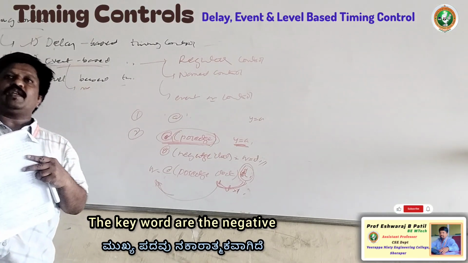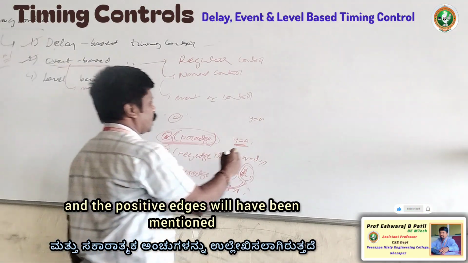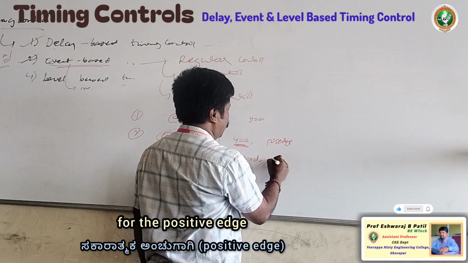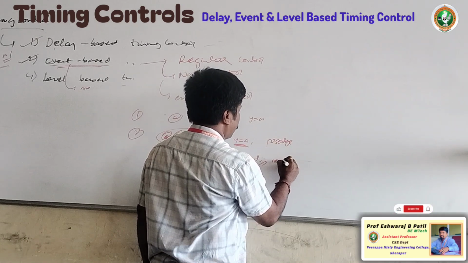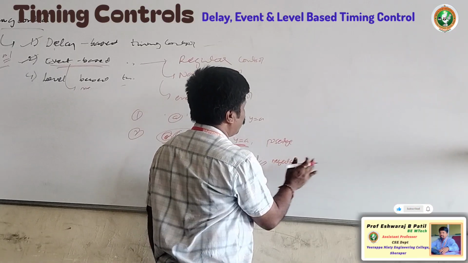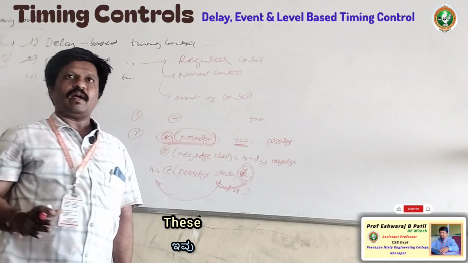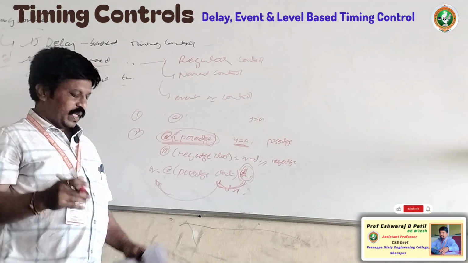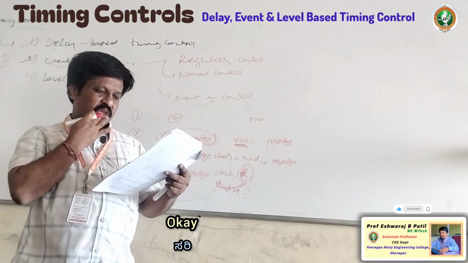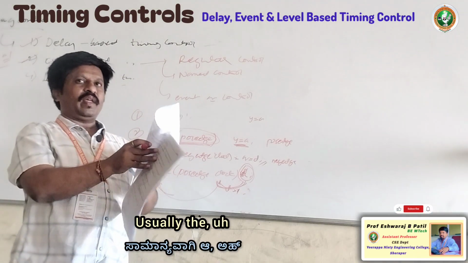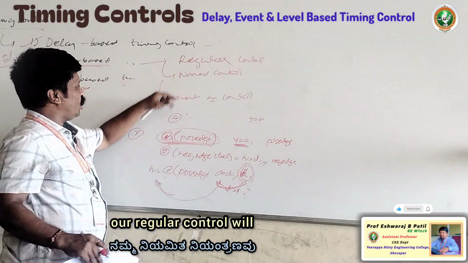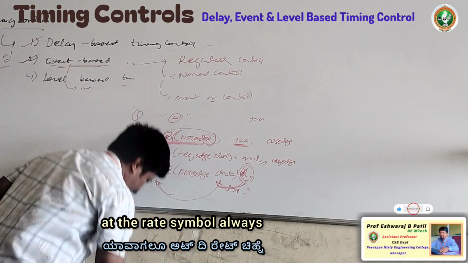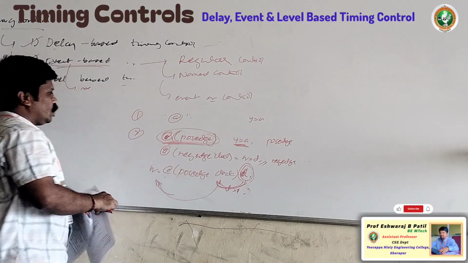The negative and positive edges are mentioned with the keywords posedge for the positive edge and negedge for the negative edge. It is enough to write posedge or negedge. These are the keywords we will be using. Usually our regular control will be mentioned with the at the rate symbol, always the at the rate symbol.